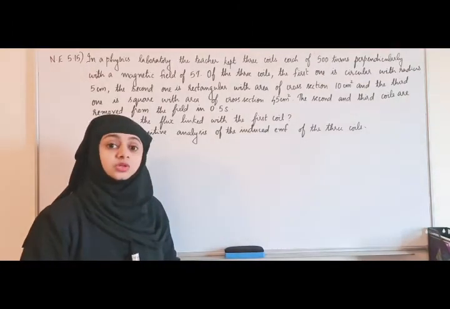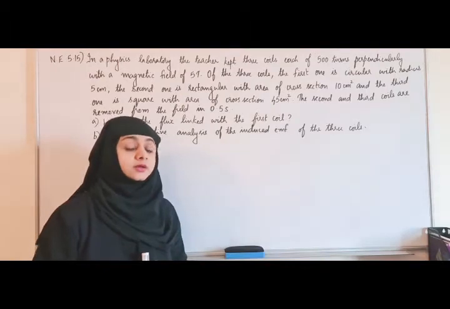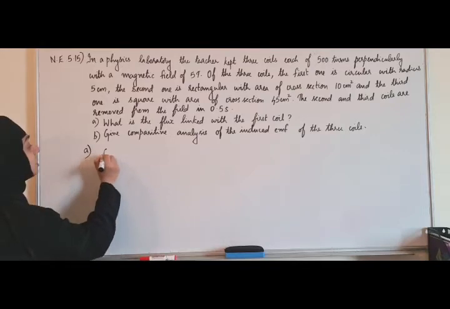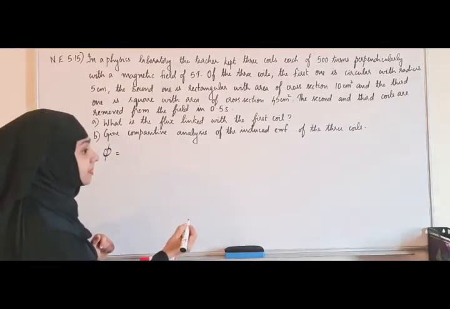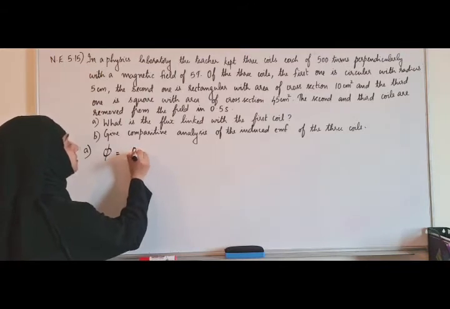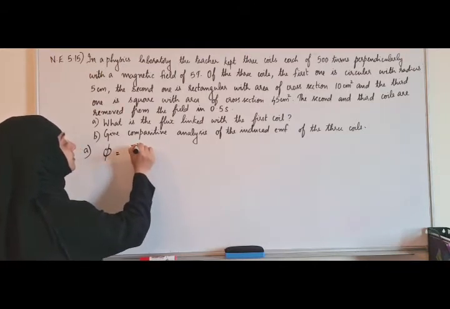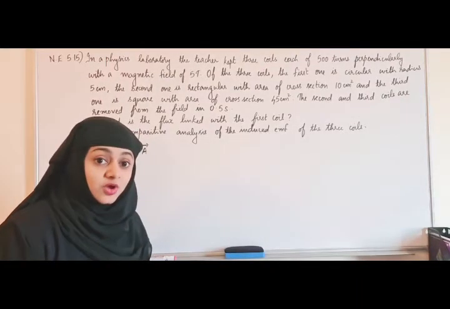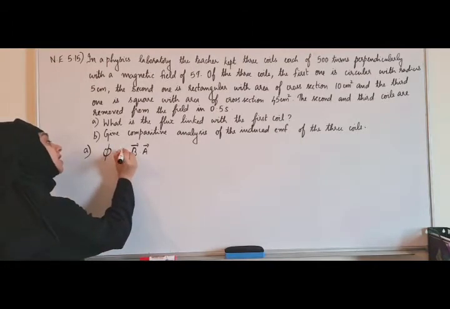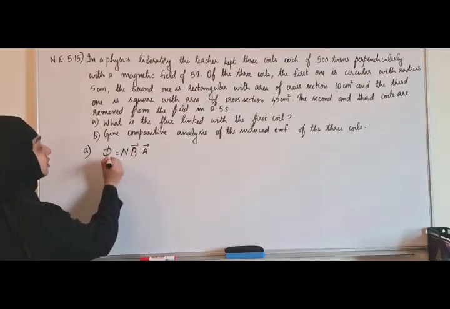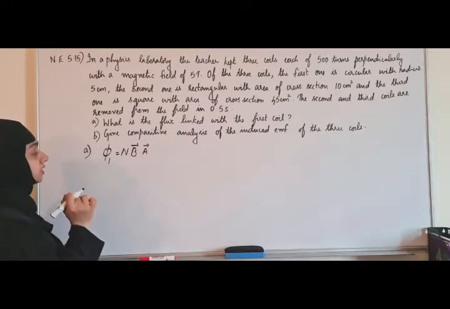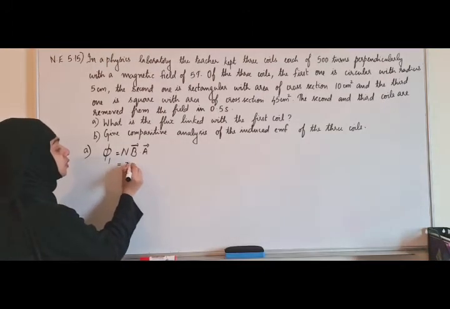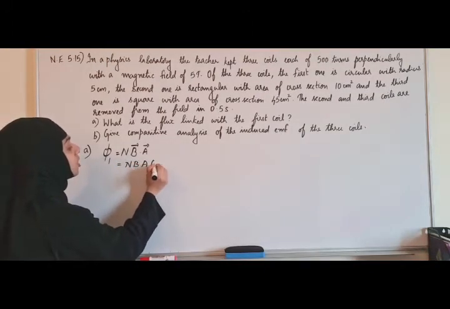So we need to know the equation to find the magnetic flux of a coil. What is the magnetic flux of a coil? Phi is equal to A dot B or B dot A. Now if there are n turns for the coil, we will have to consider n times B dot A. So for the first coil, I am writing phi 1 is equal to n B dot A, or this is equal to n B A cos theta.